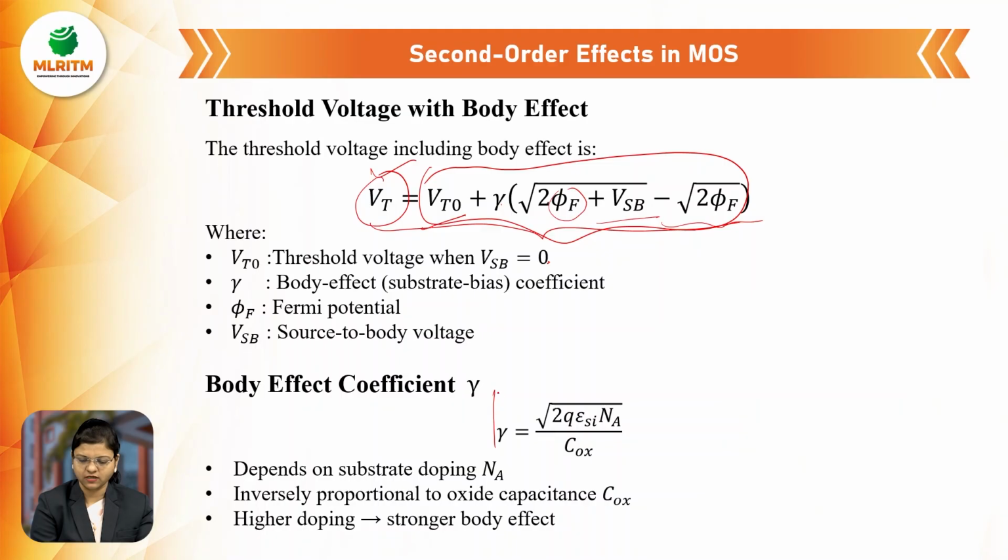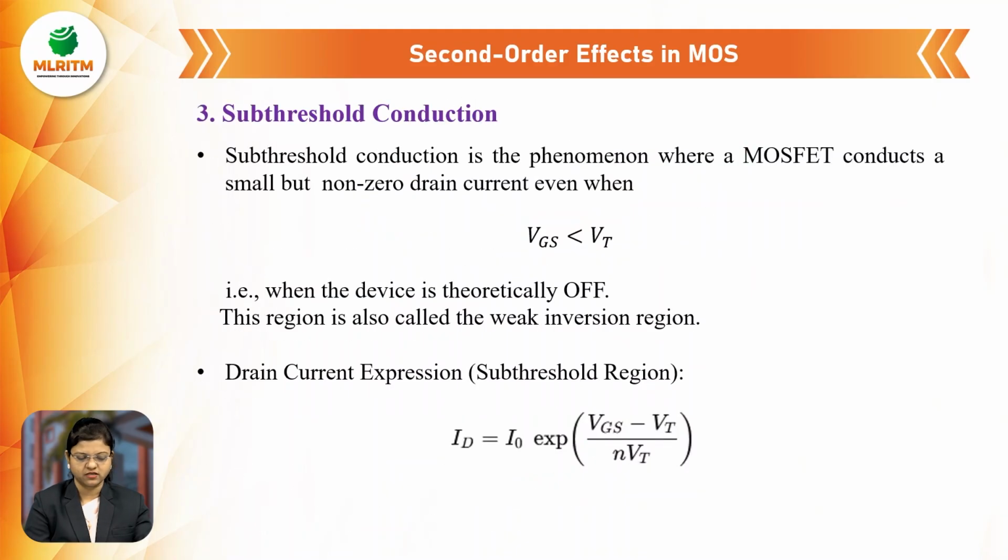Now, if we have to find the separate equation for the body effect coefficient, it will be under root of 2q epsilon Si Na upon Cox, where Cox is the oxide capacitance, and q is the charge of an electron. Epsilon Si is the permittivity of silicon, and Na is the doping concentration, higher doping, or we can say the substrate doping.